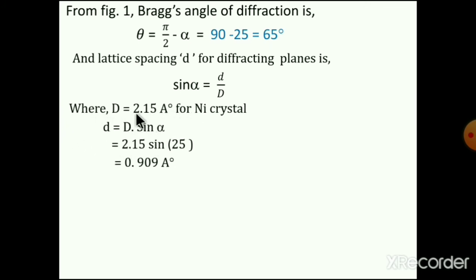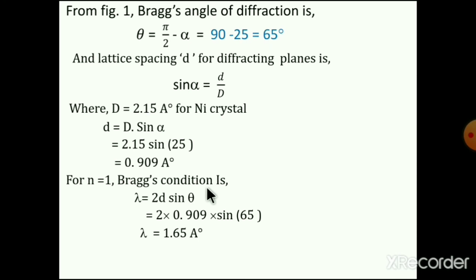Here for the nickel crystal, the distance between the centers of the two neighboring atoms is constant, 2.15 angstrom. Therefore, we separate the small d term. The spacing between the two planes, d, is equal to capital D sin alpha. D is 2.15 sin alpha, since the total scattering angle phi between the incident beam and the scattered beam is alpha plus alpha. Therefore, this alpha is 25, since phi is 50 degrees for that prominent peak here. Therefore, we write here 0.909 angstrom.